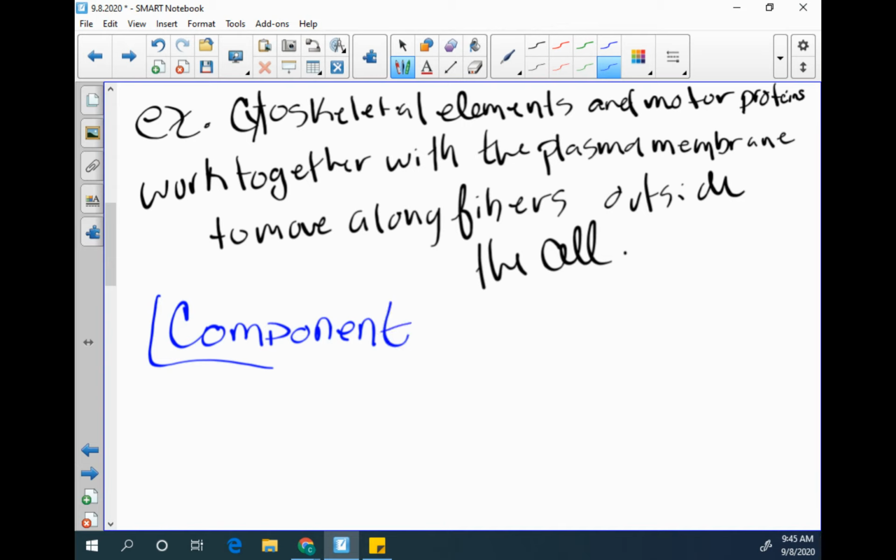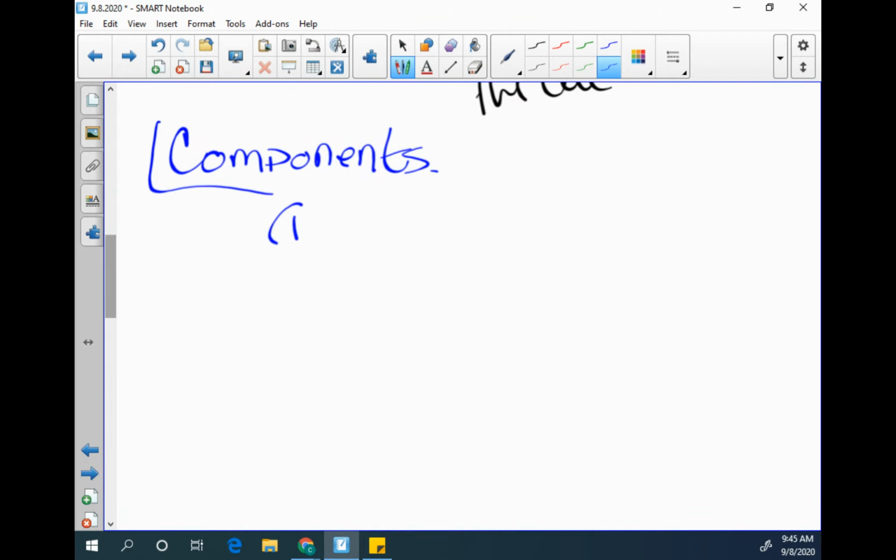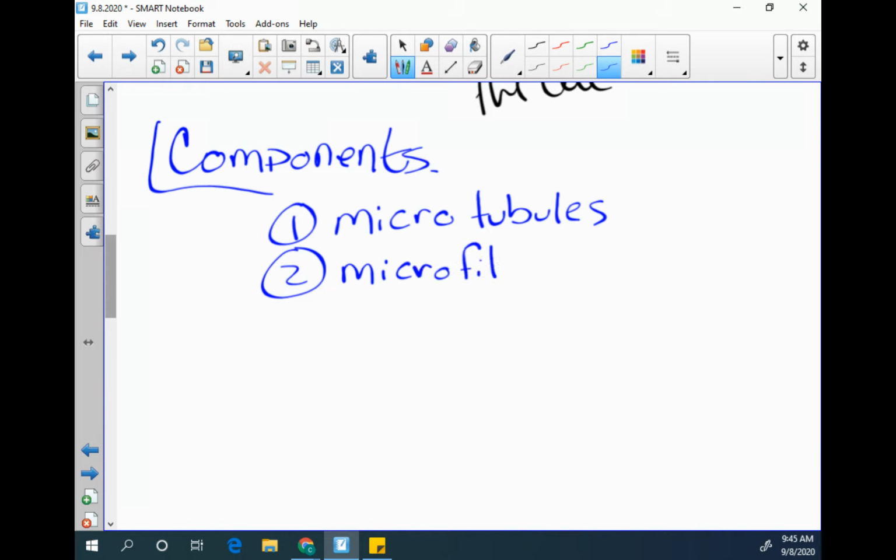There are 3 major components to the cytoskeleton. 1 we're going to talk about today, and 2 we are going to talk about tomorrow. So 3 major components. The first one, the one that we're going to talk about today, are microtubules. The second is microfilaments. And the third are intermediate filaments.